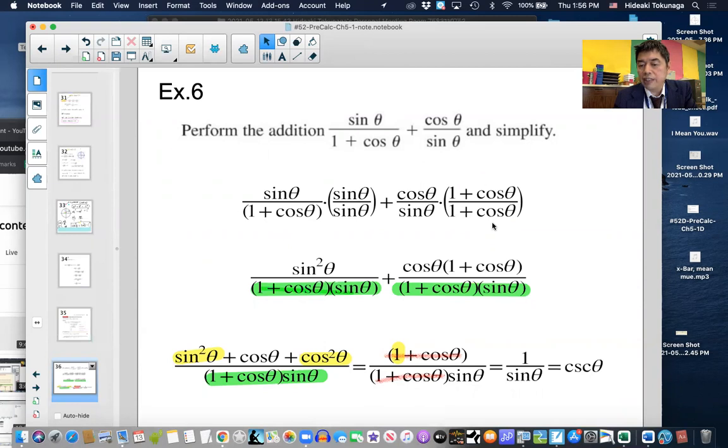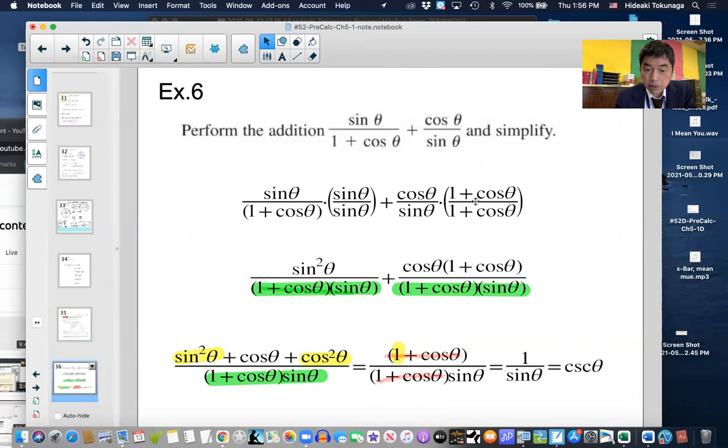So what is equivalent to 1? 1 plus cosine theta over 1 plus cosine theta. So now you have a common factor. You multiply the numerator for this side, which is sine squared theta. Sine theta times sine theta is sine squared theta. And this is cosine theta, parenthesis, 1 plus cosine theta.